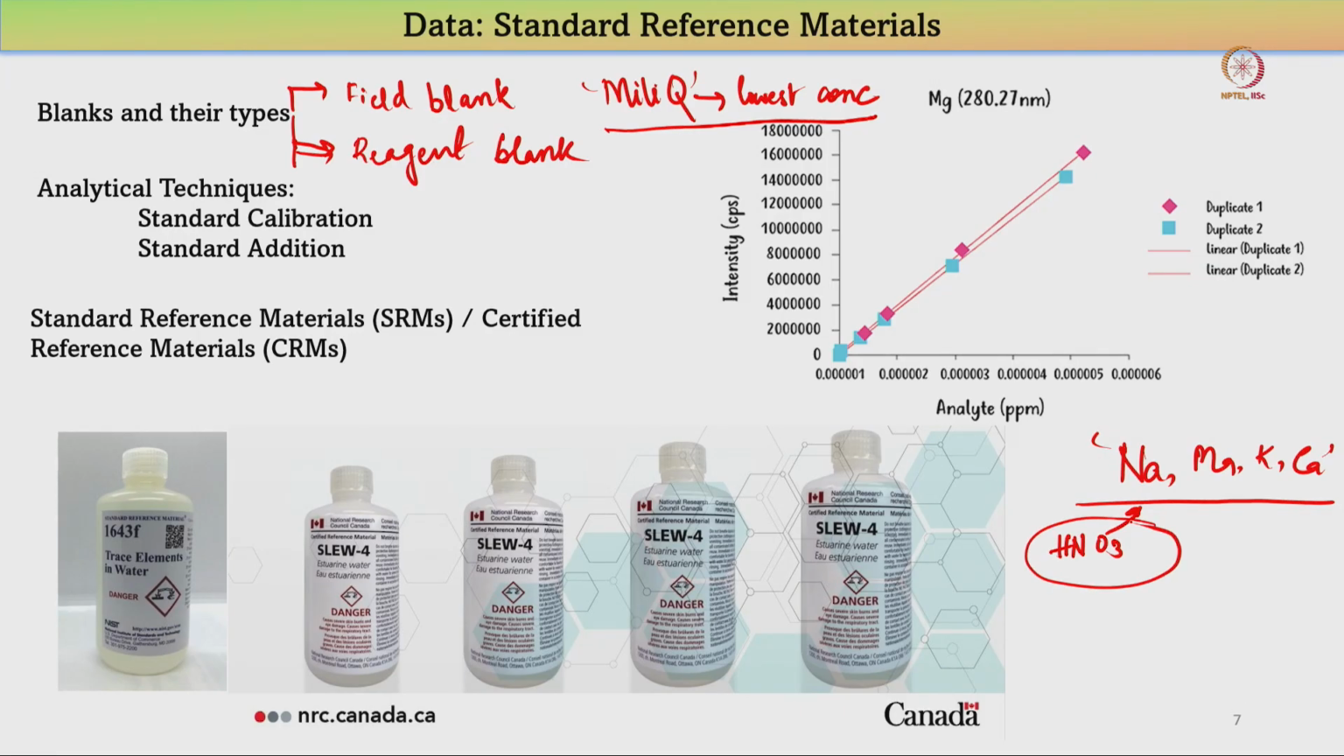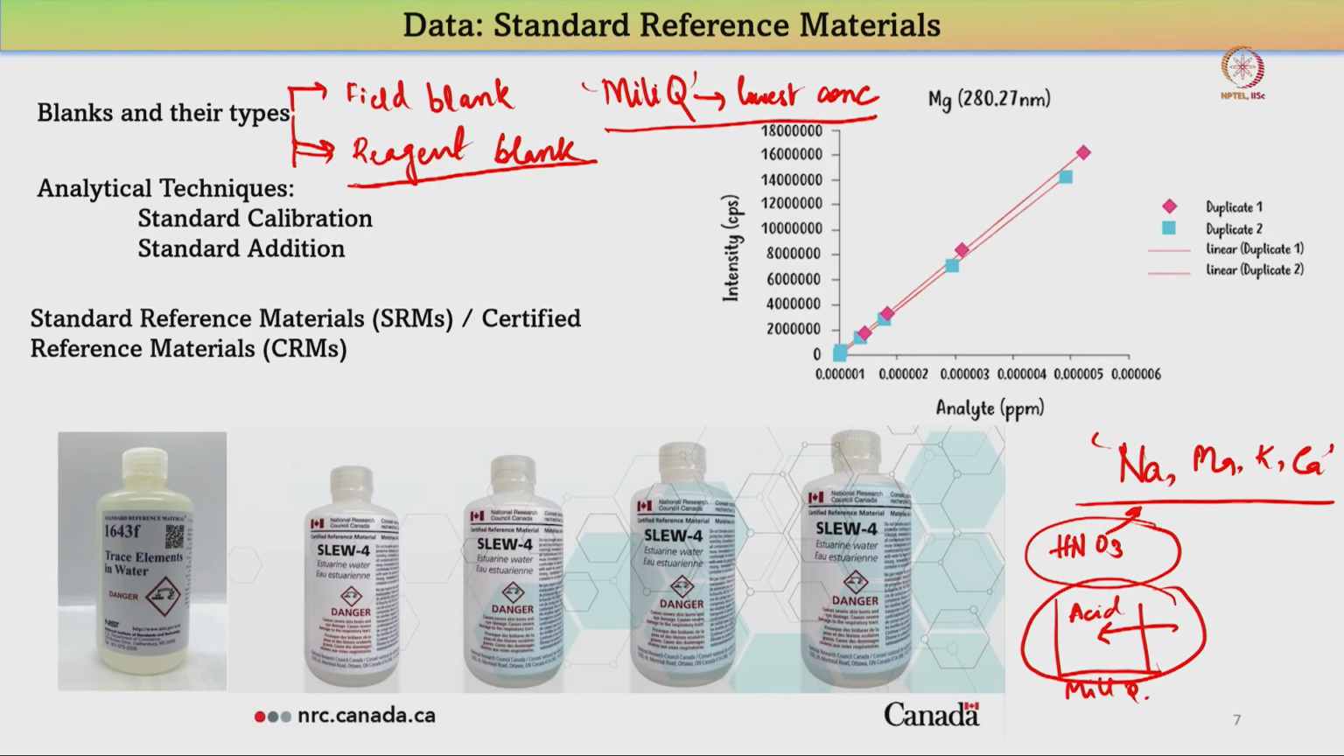So, what we do is we add a reagent blank. That means to milli-Q water you add the acid only, whatever you are adding to the sample, you add the same thing to the milli-Q water. So, that becomes your blank. This is your reagent blank.